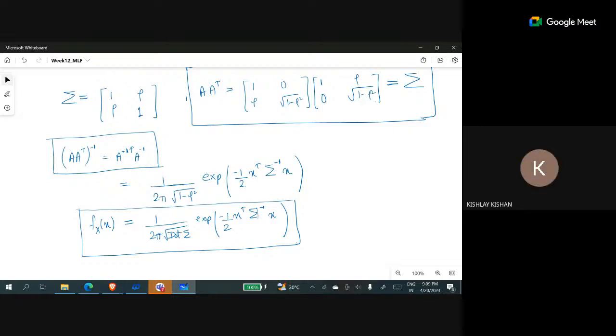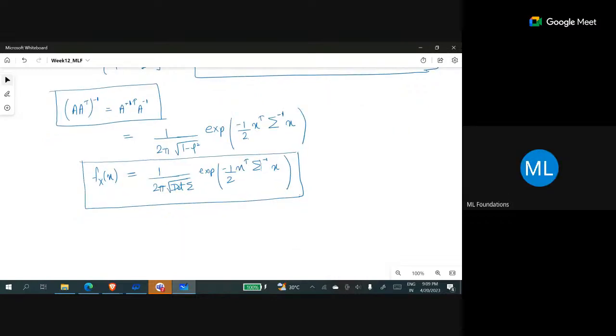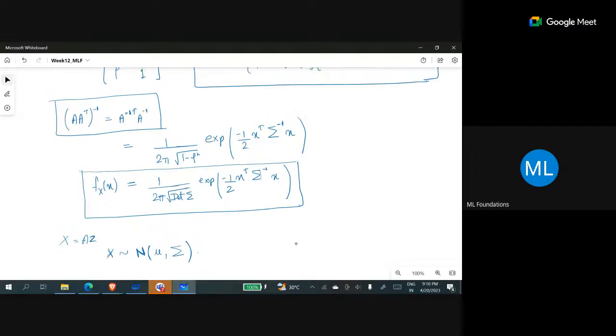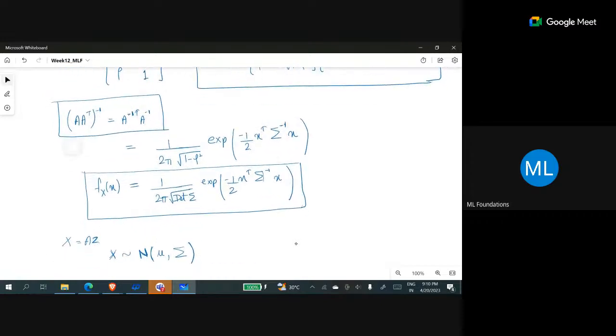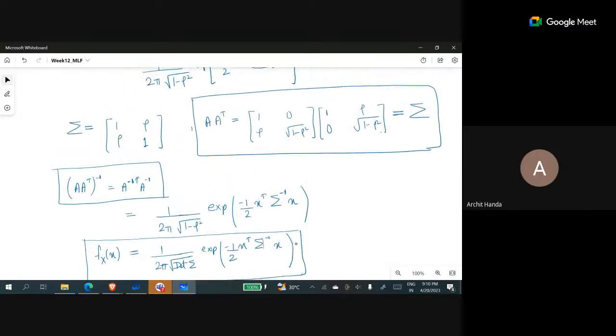Ma'am, so can we say the objective of this is to get the joint distribution in a vector form, right? What you have written as x equal az. So what you got is x is again a normal distribution, with the mean mu and variance. You talk about the covariance matrix. What exactly is mu in this case?